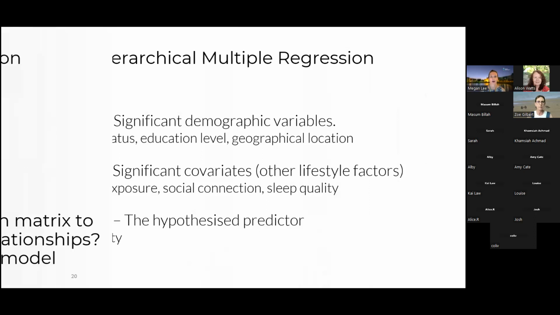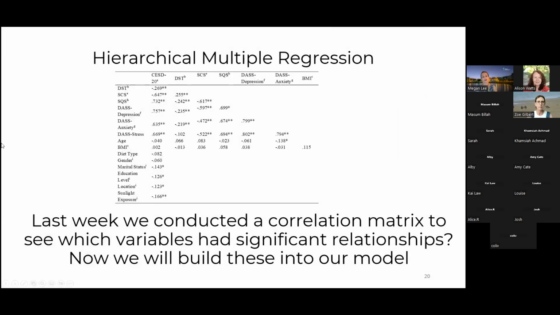I wondered why I put a correlation on the regression slide. So this is the correlations that we did last week. This is a correlation matrix of all of the variables that we have in the data set, starting with the depressive symptoms variable. Now, we are interested in only the variables that are significant with depressive symptoms to put in the model. So anything that's got an asterisk is significant. Anything without the asterisk is not.